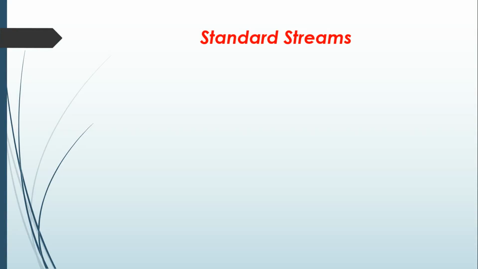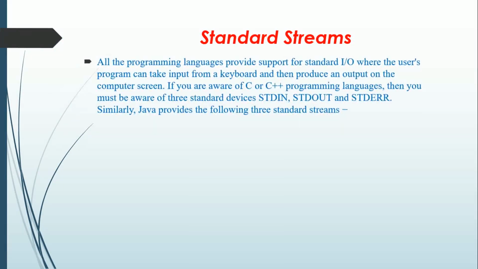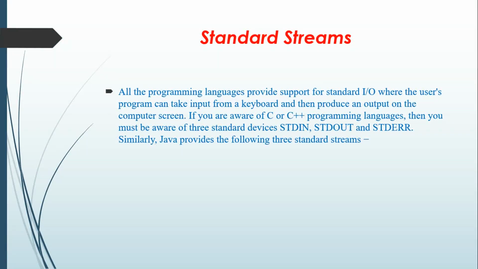Let's discuss some standard streams. All programming languages provide support for standard input-output, where the user program can take input from a keyboard and then produce an output on the computer screen. If you are aware of the C and C++ programming languages, then you must be aware of 3 standard devices, that is stdin, stdout and stderr. Similarly, Java provides the following 3 standard streams.